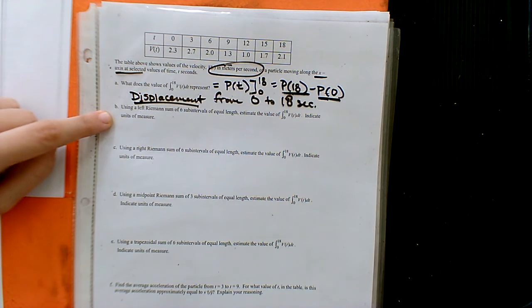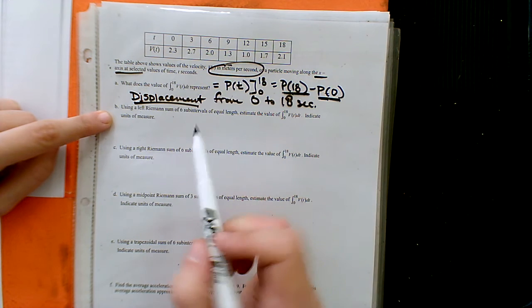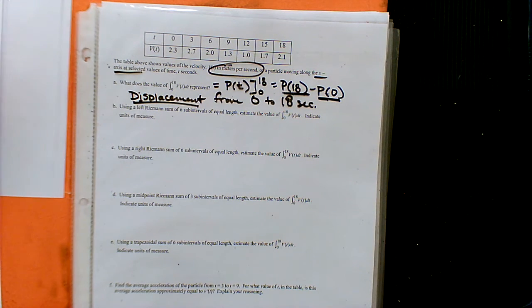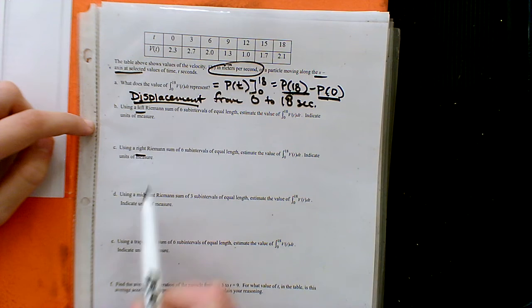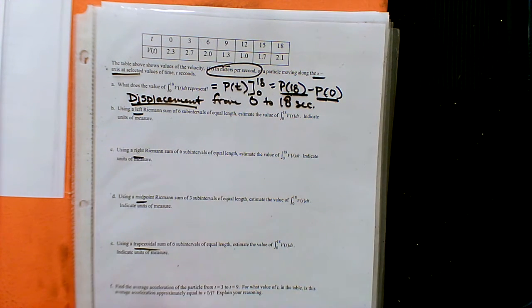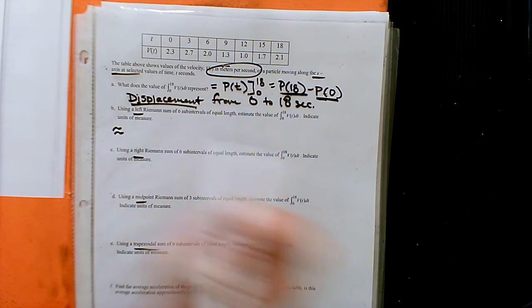All right, so let's see if we can estimate, because we have a table, what this displacement might be. We have talked about several different ways that we can estimate the area under a curve, so we're actually going to review all of them. We're going to do a left, a right, a midpoint, and a trapezoid. All right, so we'll put in little squiggles.